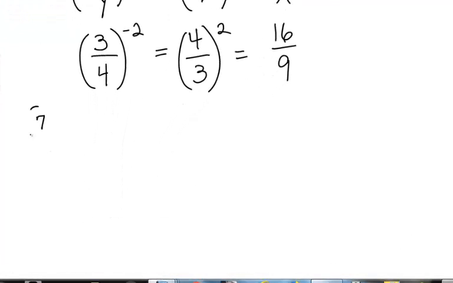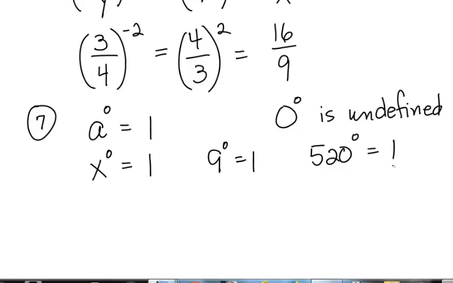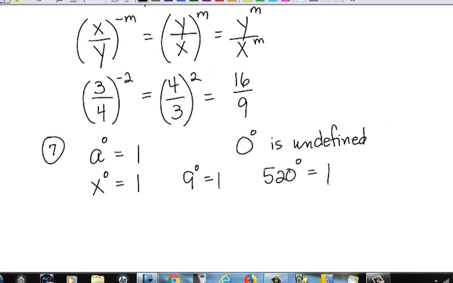Okay, and then rule 7. We're getting to the end. A to the 0 power? 1. The only exception is 0 to the 0 power, which is undefined. Everything else to the 0 power is equal to 1. So if I give you x to the 0 power, it's 1. 9 to the 0 power is 1. It's just defined that way.